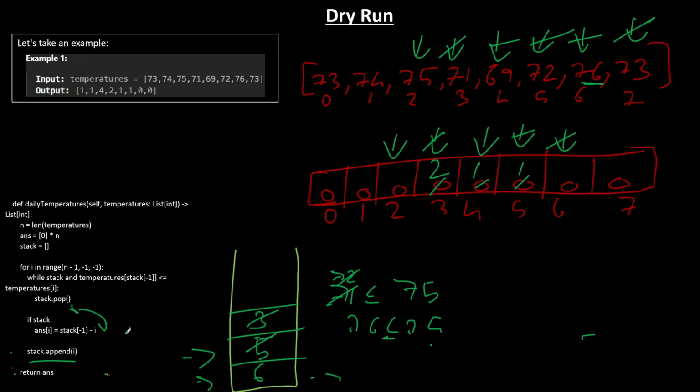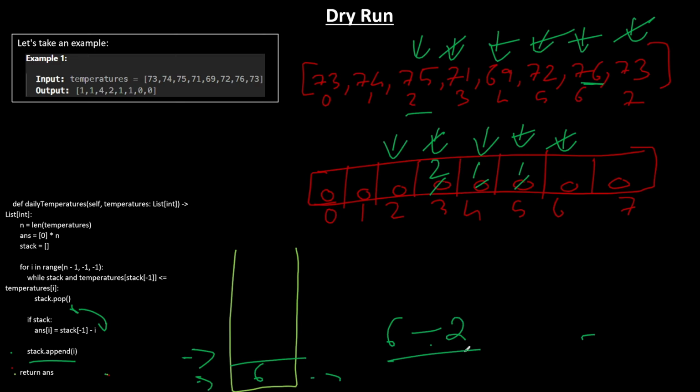So what will we do? This will get popped, right? This is done. And the difference between this 6 and where we were standing, at 2, right? So 6 minus 2 gives me 4. So I will just store 4 here at the second index, and we will move back.